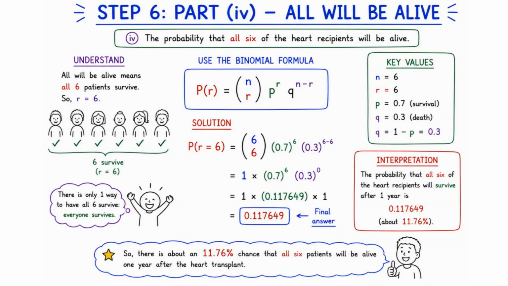Although each patient has a 70% chance individually, the probability that all 6 survive together is much lower. That is 11.76%.